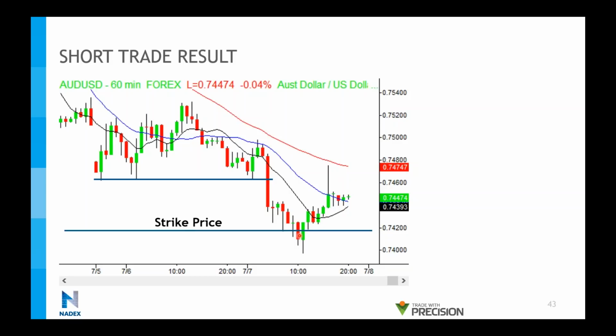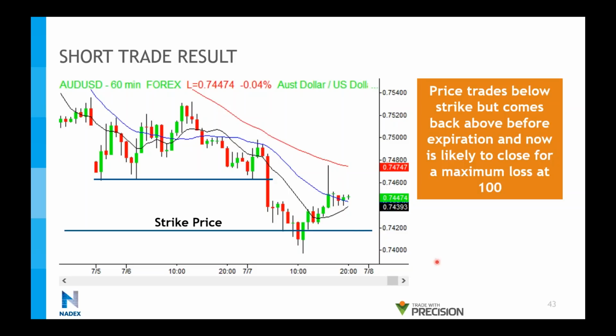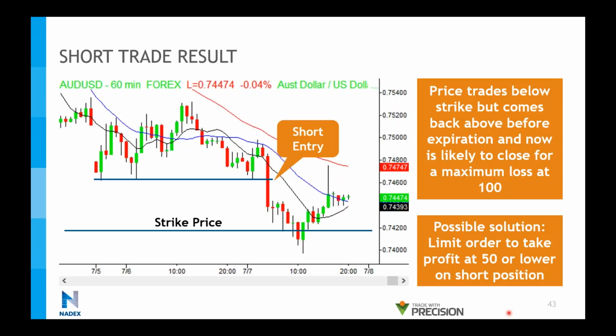We don't always have to wait for that contract to expire. We can take a lot of risk off the table by actively managing our position here. Price trades below strike but comes back above before expiry and now is likely to close for a maximum loss at 100. Possible solution: limit order to take profit at 50 or lower on a short position.